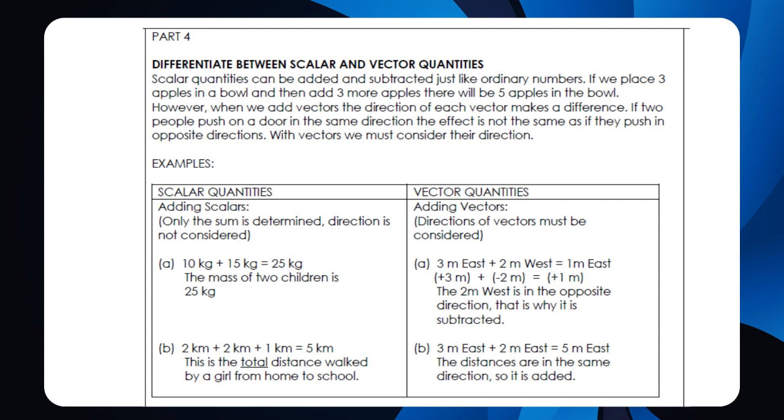Adding vectors. Directions of vectors must be considered. A. 3 m east plus 2 m west equals 1 m east, that is, 3 m plus minus 2 m equals plus 1 m. The 2 m west is in the opposite direction, that is why it is subtracted. B. 3 m east plus 2 m east equals 5 m east. The distances are in the same direction, so it is added.